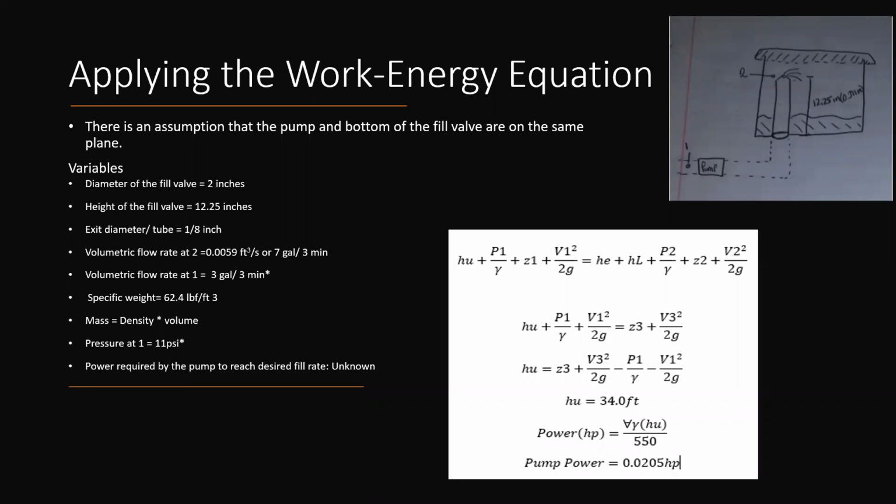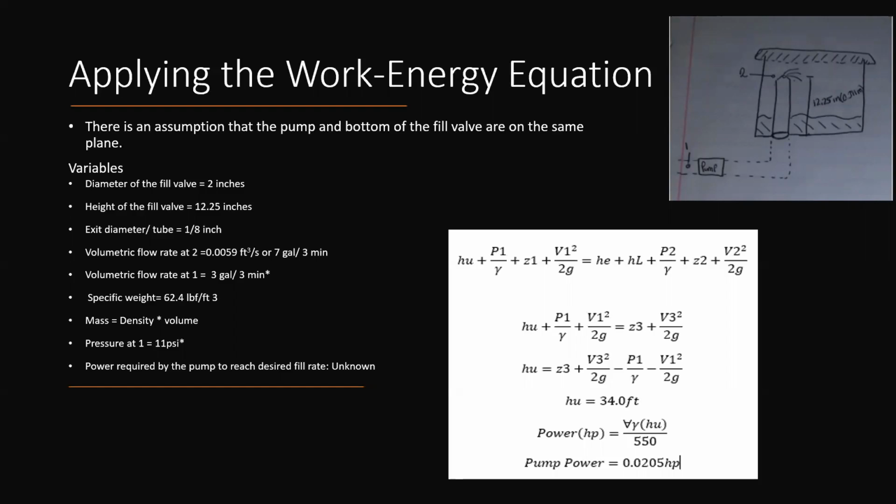And applying the work energy equation is tough to do initially because there is no work or energy added to the toilet. However, we added a pump and said that the pressure in the pipe feeding the toilet was too low. So we assumed that the pressure feeding the tank was 11 psi, which is about half of what it should be in a regular home, and that the volumetric flow rate at that point was 3 gallons per 3 minutes as opposed to our ideal 7 gallons per 3 minutes.